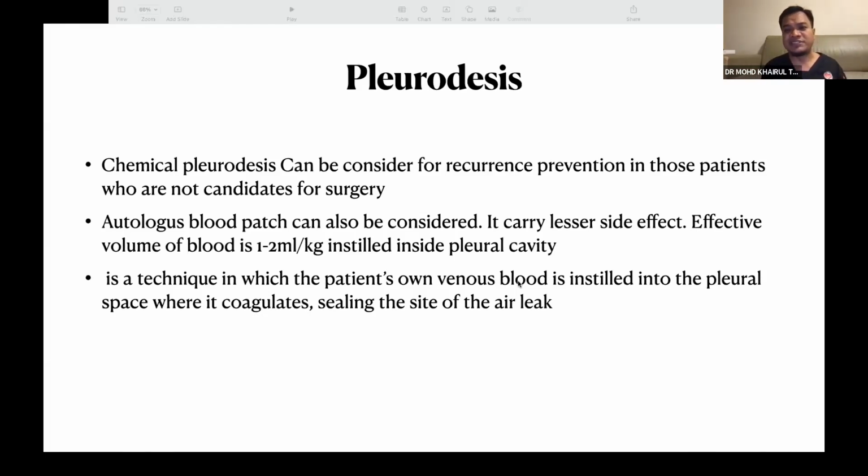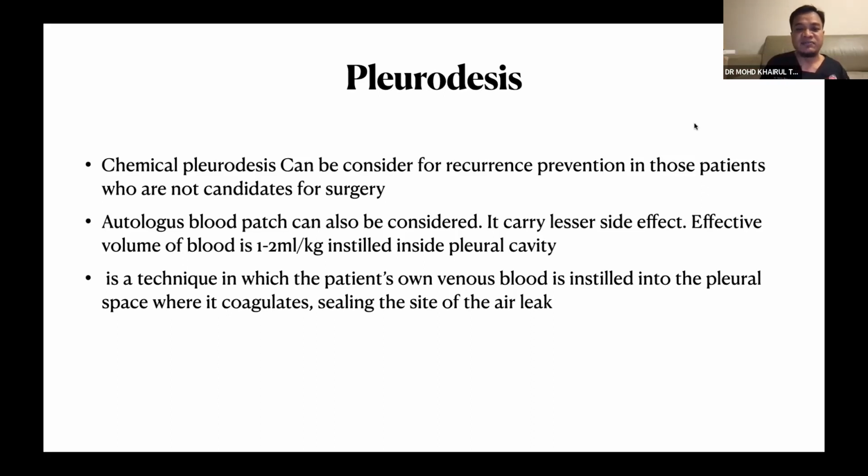Another option is autologous blood pleurodesis. The outcome is mixed, but it carries fewer side effects. Usually the effective volume is 1 to 2 ml per kg of your fresh blood, which you instill inside the pleural cavity, same as talc pleurodesis, and then you elevate the chest tube for a few hours. The blood will enter the fistula and clot inside it, and when it coagulates it will stop the air leak, especially a small air leak, and also promote healing.